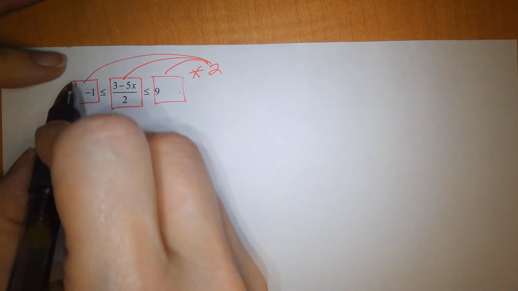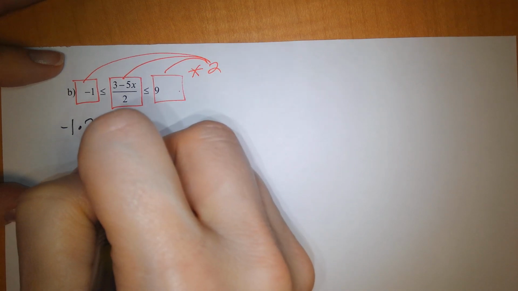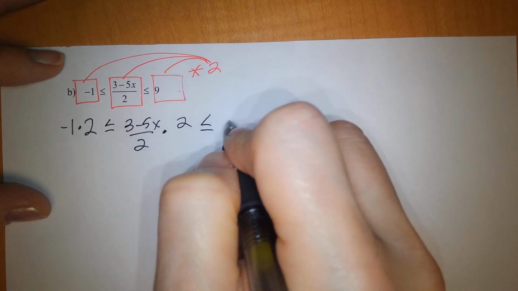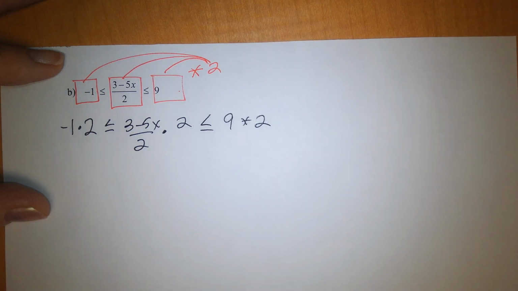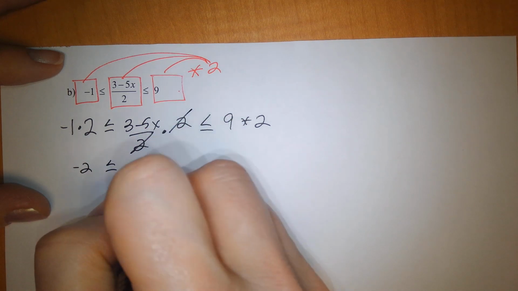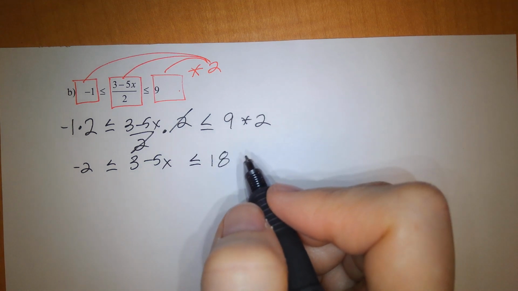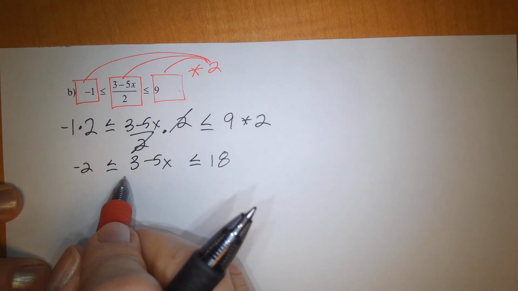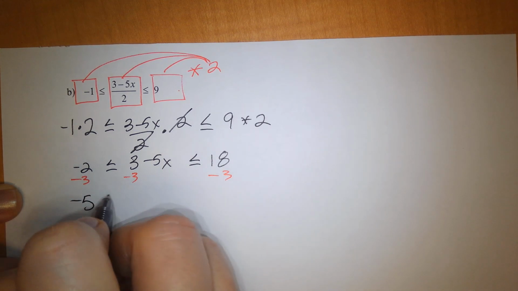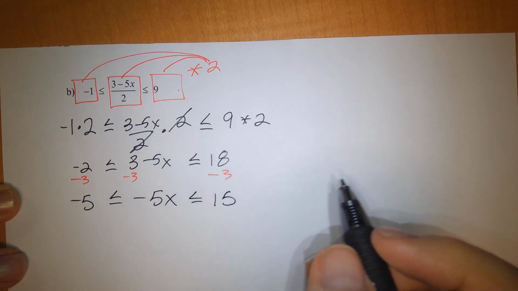So that's going to give me negative 1 times 2 is less than or equal to (3 minus 5x) over 2 times 2 is less than or equal to 9 times 2. So that gives me negative 2 is less than or equal to 3 minus 5x is less than or equal to 18. Now when I subtract 3, I have to do it to all three parts. So that gives me negative 5 is less than or equal to negative 5x, which is less than or equal to 15.